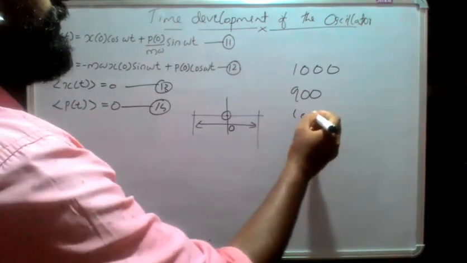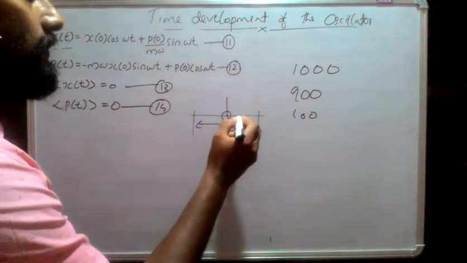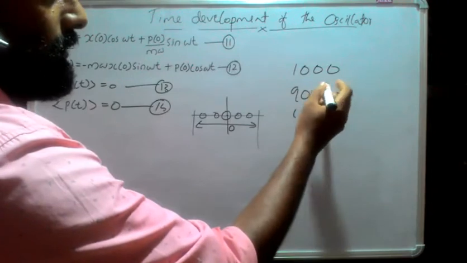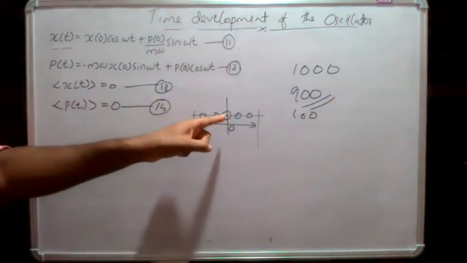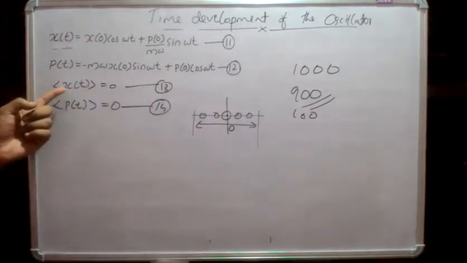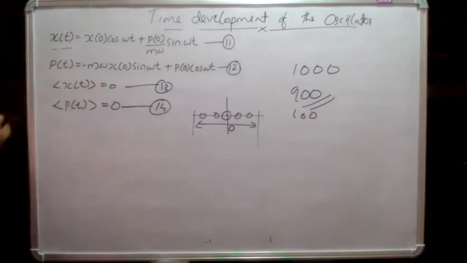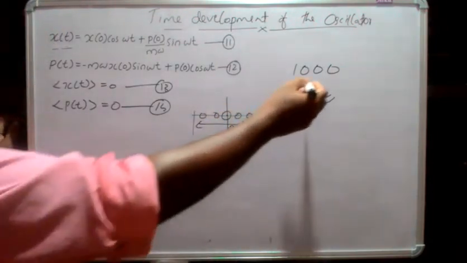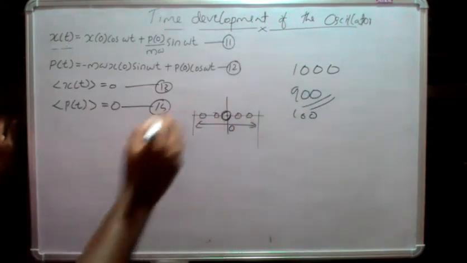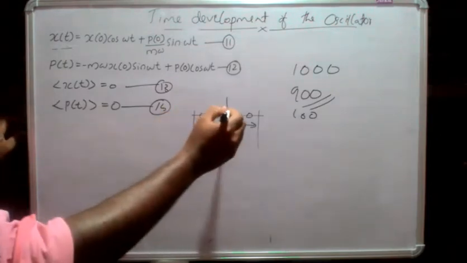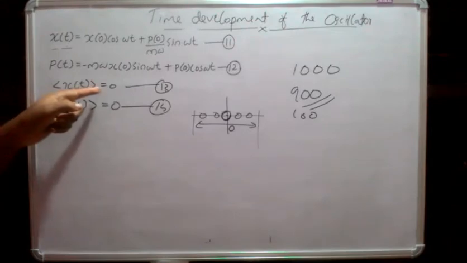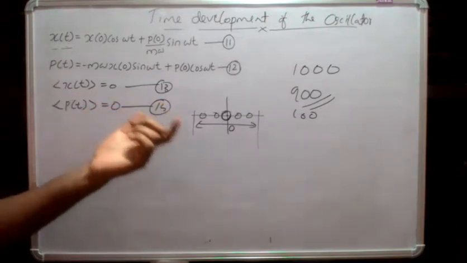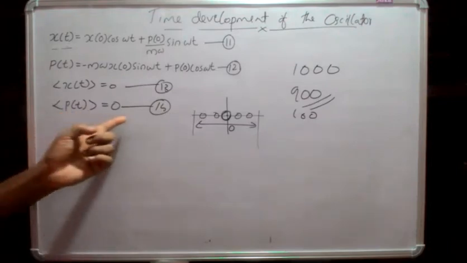And the remaining 100 times, I found the particle here, or here, or here. It can be anywhere. But around 900 times, I used to find this particle at zero. The expectation value of position means the position where the particle is most likely to be found. Out of 1000 times I found the particle at the origin, at the mean position. That means the expectation value is at the mean position. That expectation value of position is equal to zero. The expectation value of momentum is also like that.